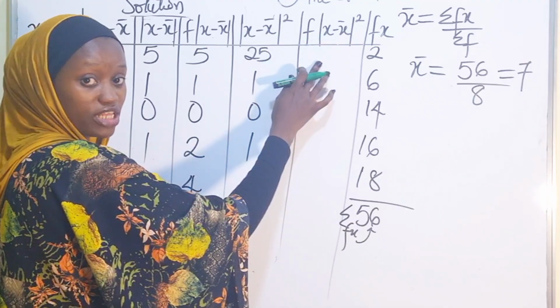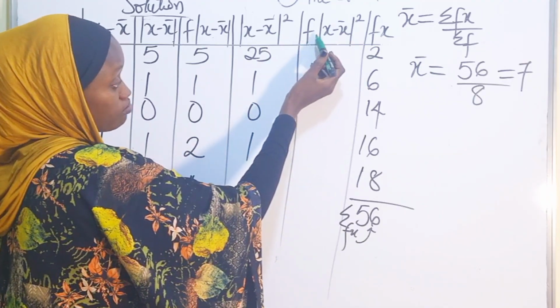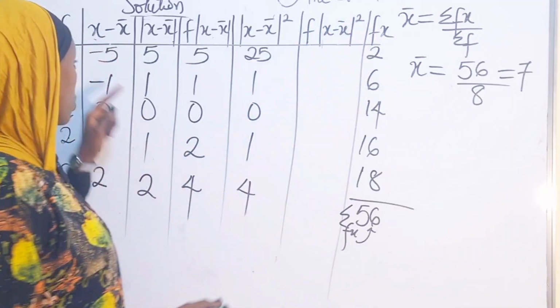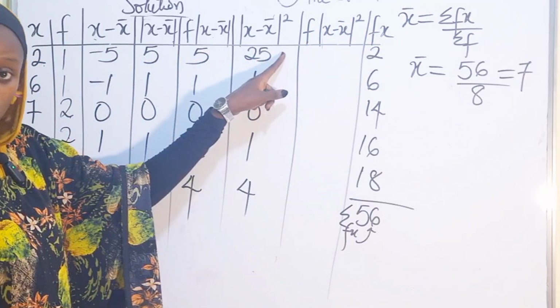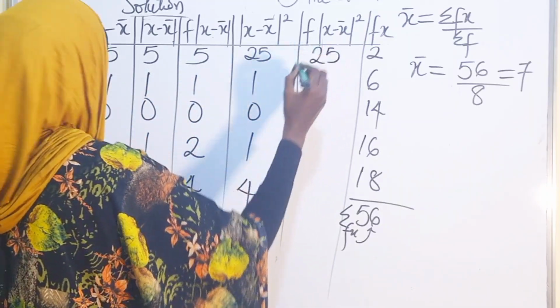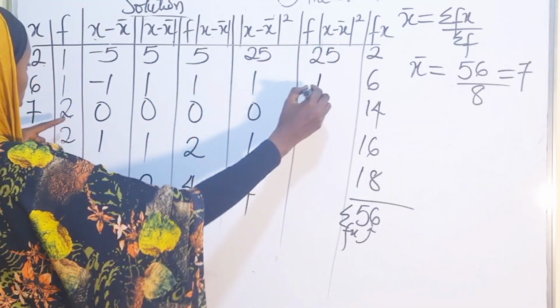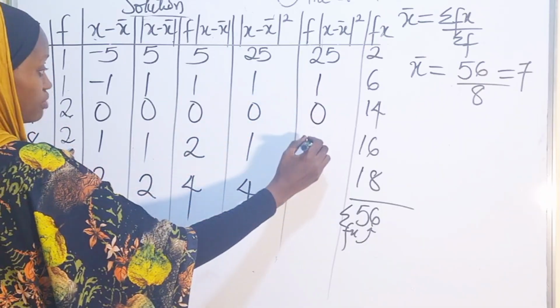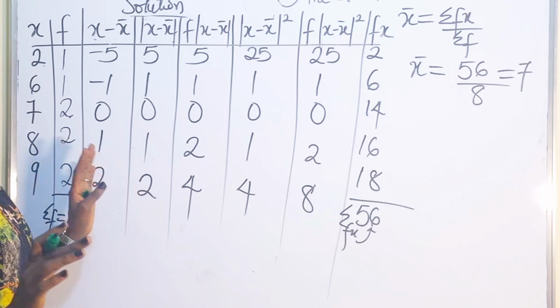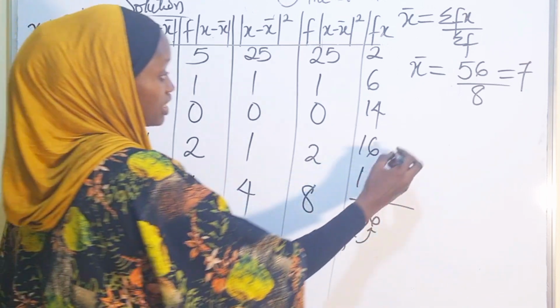Now the next column here is f multiplied by what? The absolute value of x minus x bar whole square. So we're going to multiply the frequency now with this column. So this is 1 times 25. Here we have 25. 1 times 1, 1. 2 times 0, 0. 2 times 1, 2. 2 times 4, 8. So we have our table complete. Now we can start answering the questions.